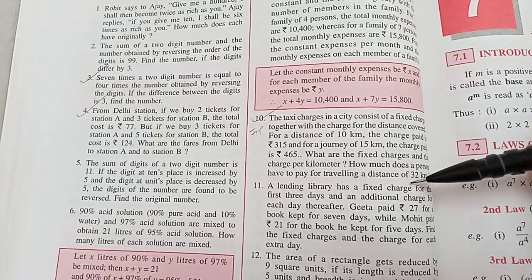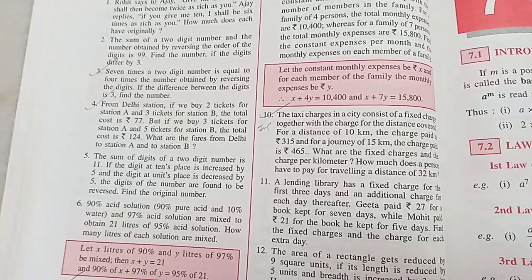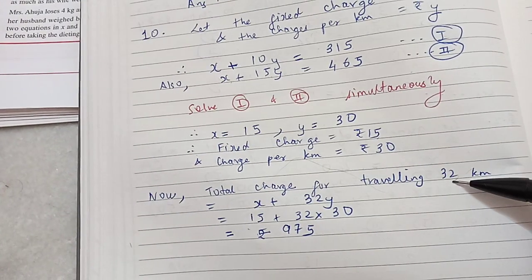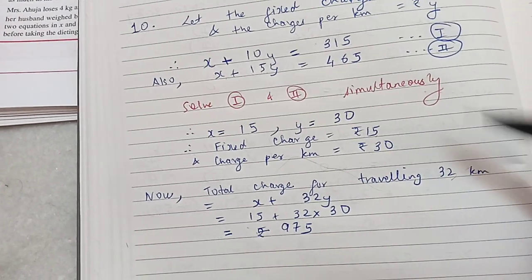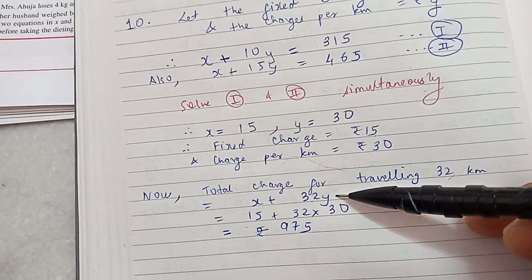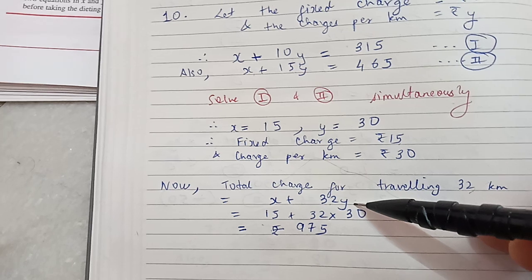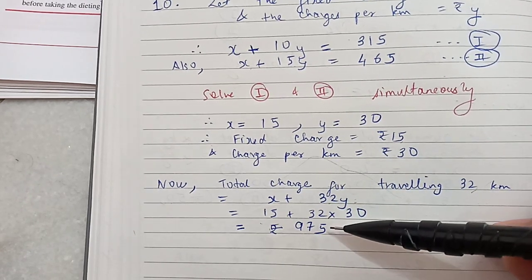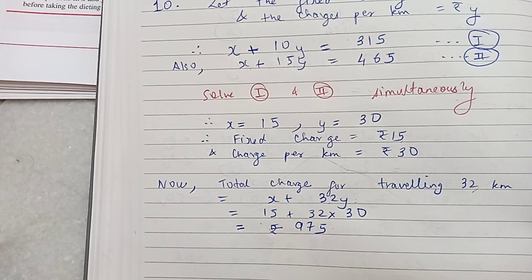Next, they have asked how much will he have to pay to travel a distance of 32 kilometers. Here we'll use the values of X and Y. First of all, for 32 kilometers, the total price one has to pay is the fixed price, of course, plus 32 kilometers into the rate per kilometer. Substitute the values of X and Y and get the total answer as rupees 975.